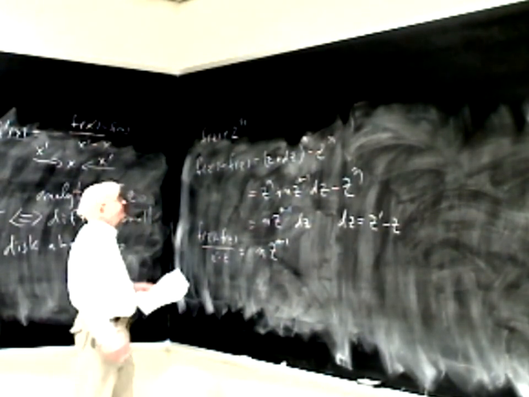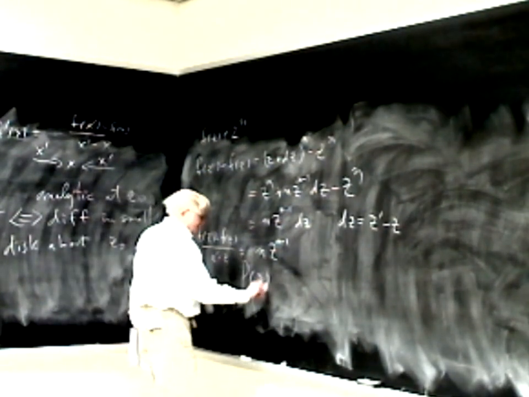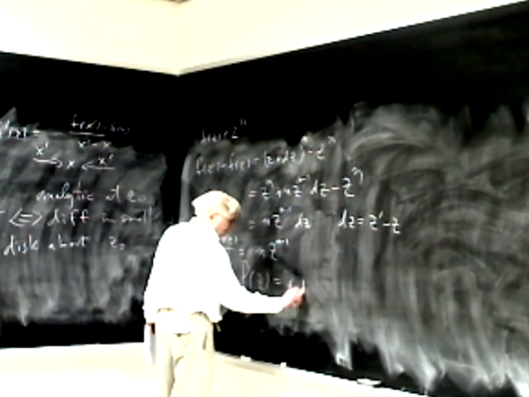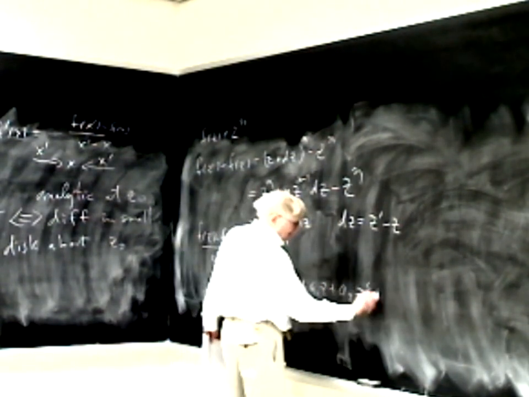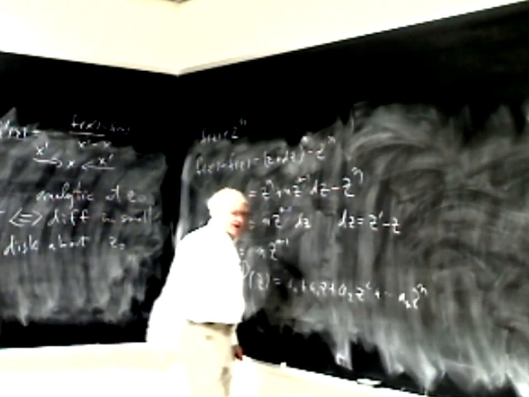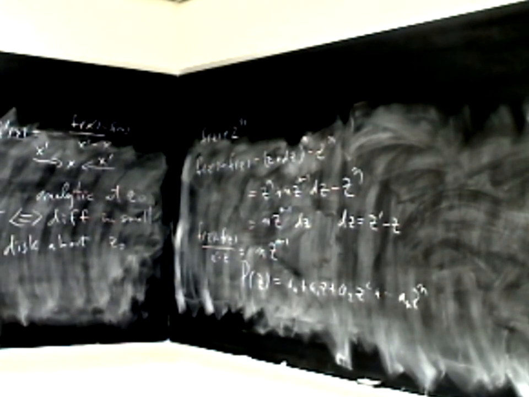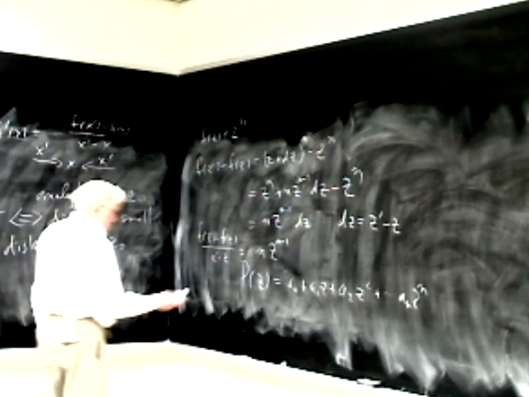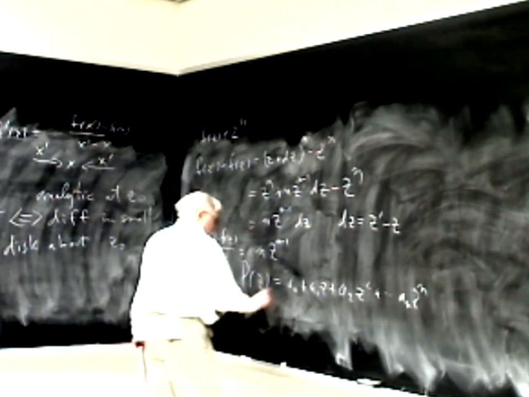And in fact, any polynomial P of z, in other words, a0 plus a1 z plus a2 z squared plus dot dot dot an z to the n, any polynomial in z, z being x plus iy, is differentiable everywhere, it's analytic everywhere, and it's said to be entire.